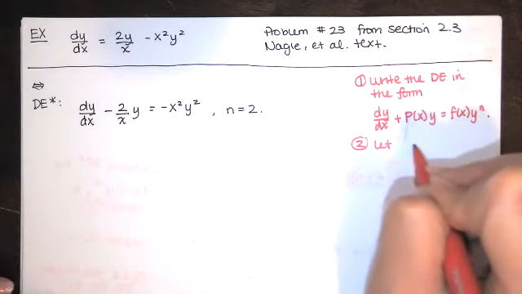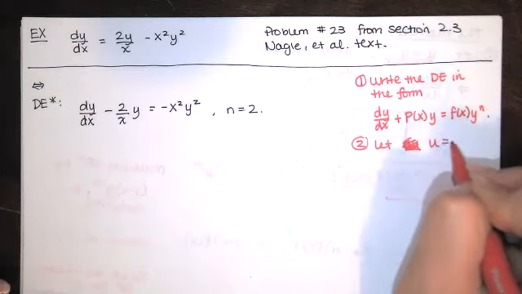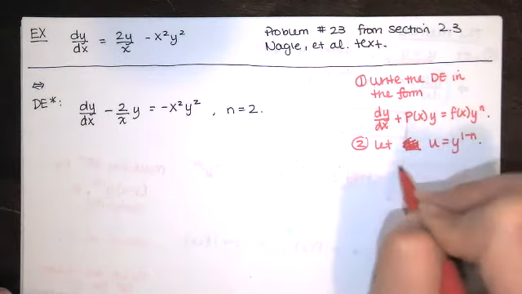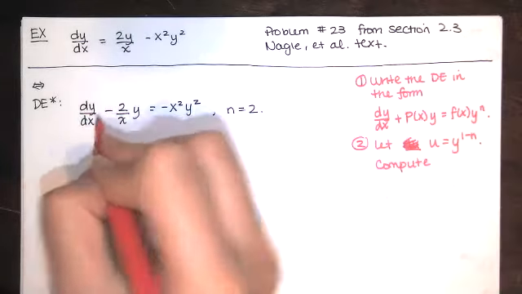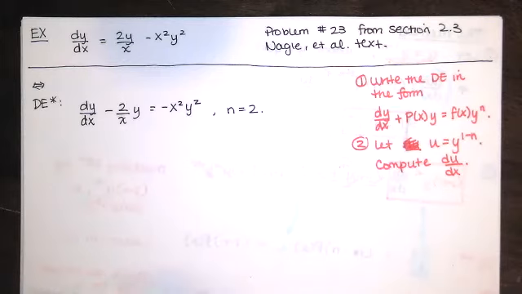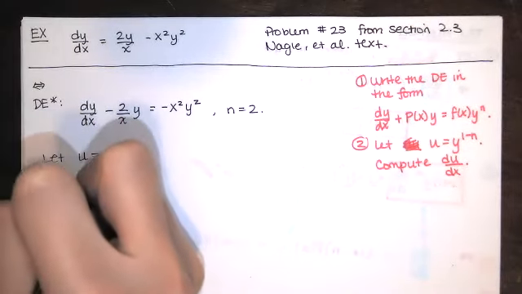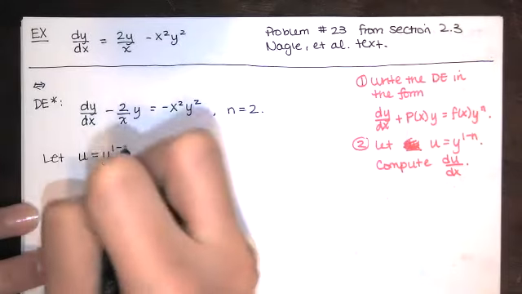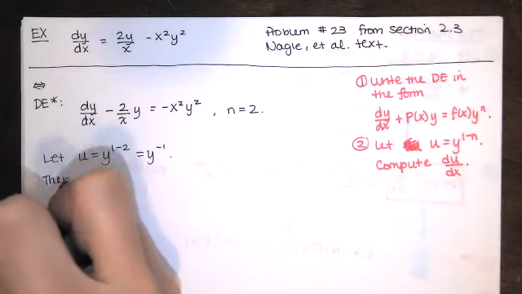So now we're going to let u equal y to the 1 minus n, and we'll compute the derivative of u with respect to the independent variable, which is x. So we're going to let u equal y to the 1 minus n, which is 2, so that's y to the negative 1. And then we compute du dx.